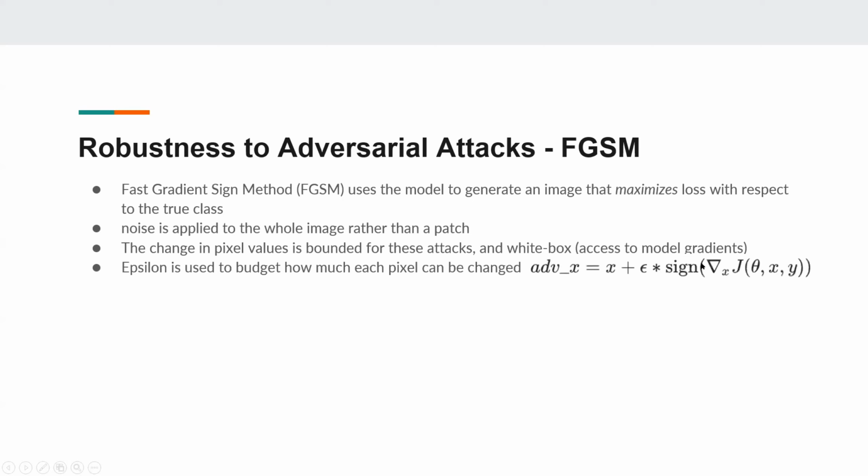So the method is summarized here, where we have the original pixel in the image. We have some epsilon value, which we're going to use to budget how much each pixel could be changed in either direction. And then we're just using the sign of the gradient computed from the network itself and the loss function to determine which way we're going to move that pixel. So, say this was pixel value 10 and epsilon was 5, we are either going to move plus or minus 5 values for that pixel.